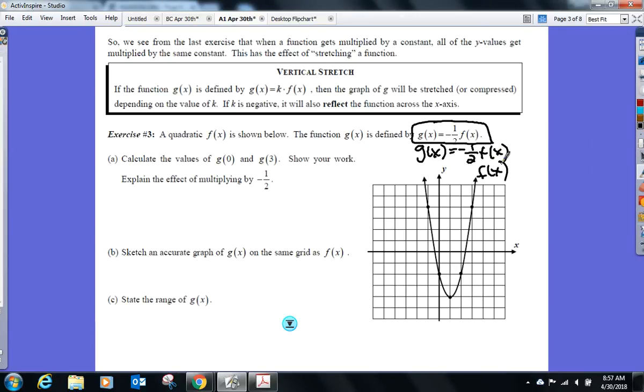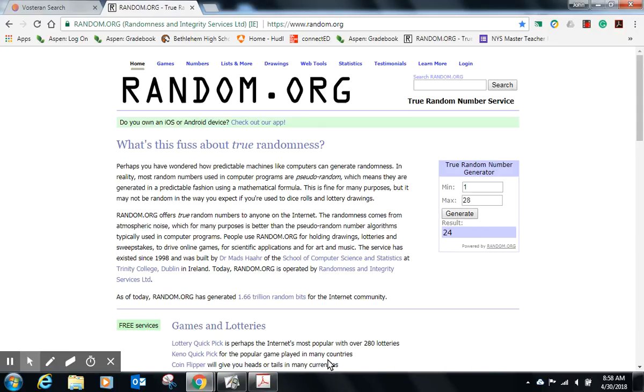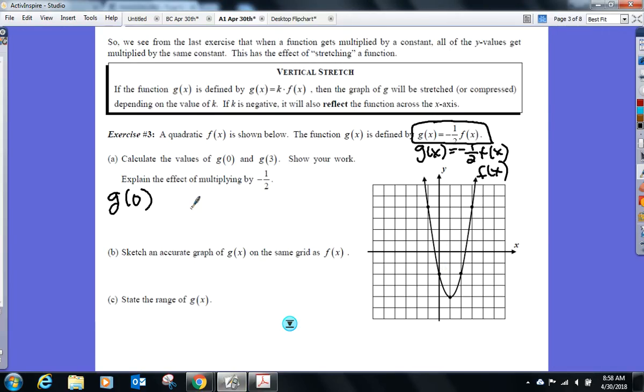Josh, f of x is another way of saying what values? Sure about that? f of x? y. So I'm taking every y value and multiplying it by what? Negative 1/2. Everyone ready? So what's g of 0 going to be? Well, look on your graph. Look on the f of x graph. Where is 0 right now? So I'm at 0. What's the corresponding y value? Negative 2. So to find my new one, I'm going to take negative 2 and multiply it by what again, Josh? Negative 1/2.